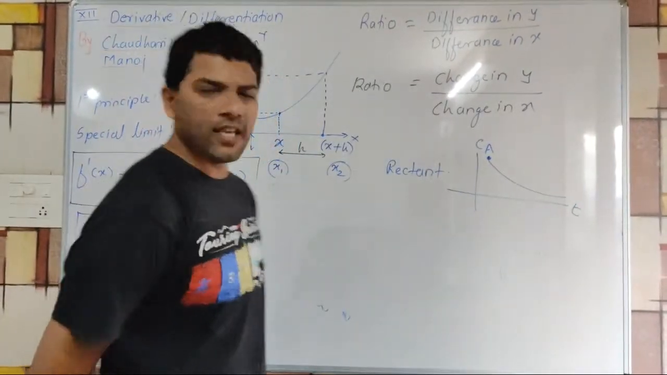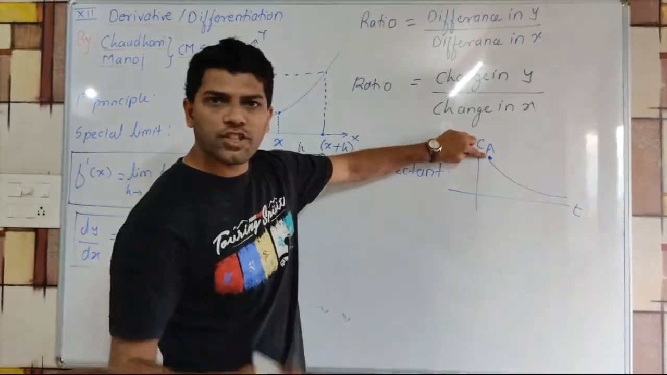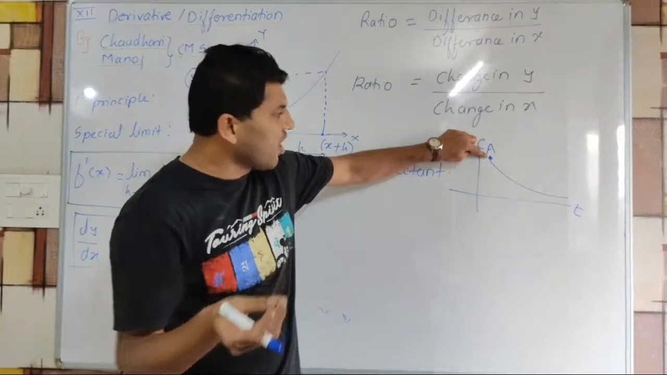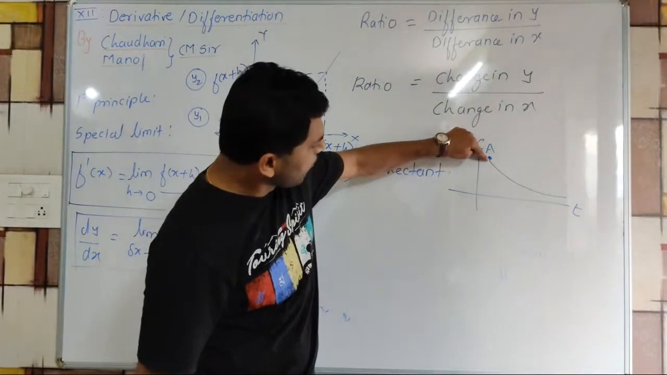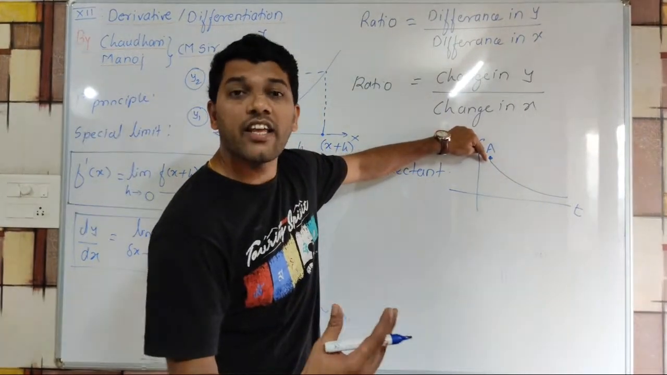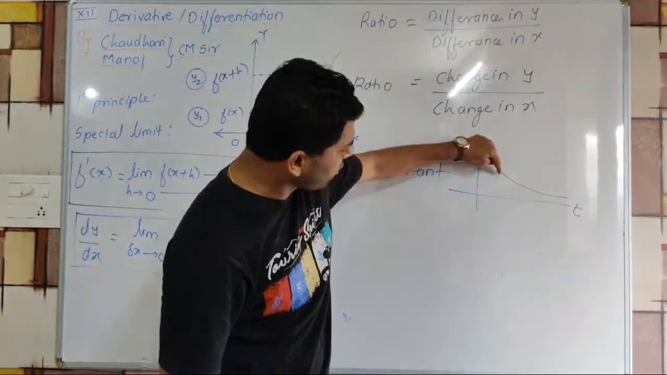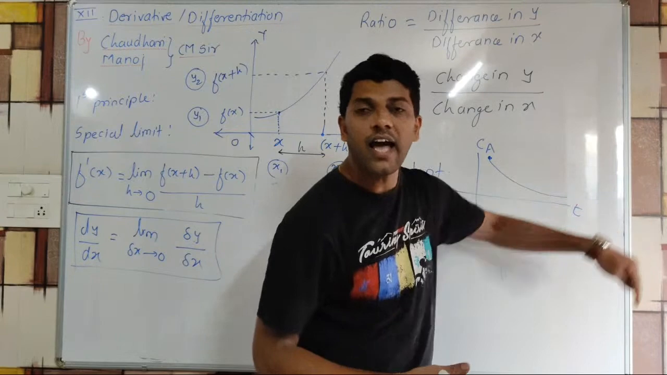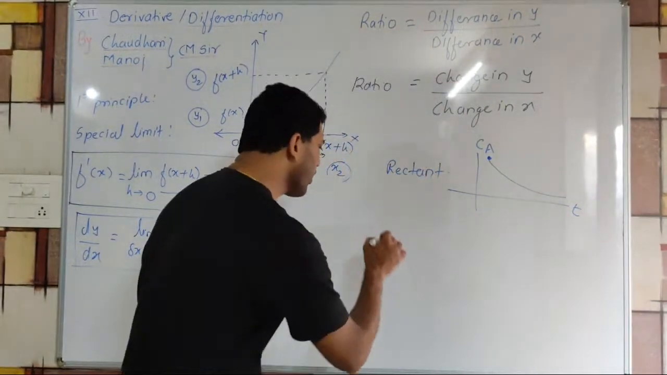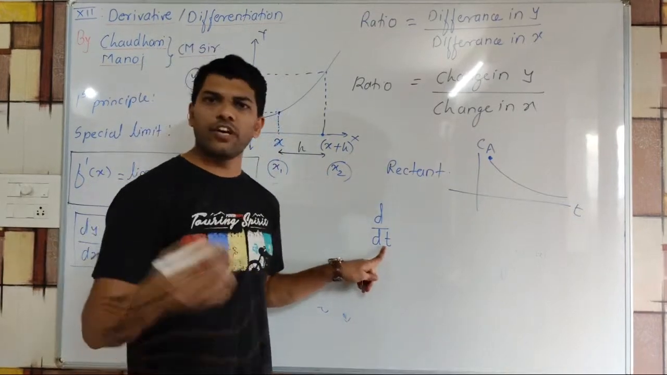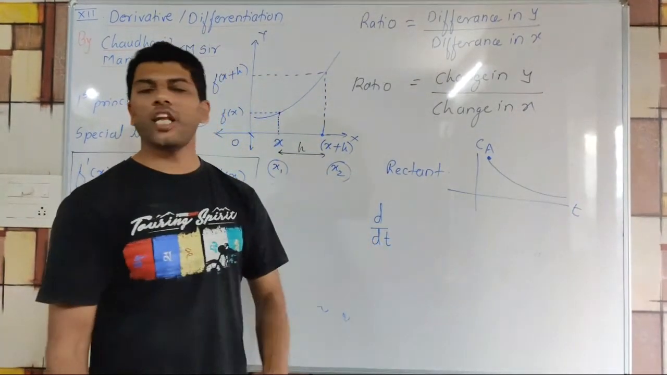So what is happening here? Initially, when we start a reaction, the concentration of the reactant is very high. After a certain time, its concentration goes on decreasing. Why? Because the product is forming from that reaction. So the concentration of the reactant decreases as the time increases. How to write it? It's a derivative with respect to t. Read it as derivative with respect to t.